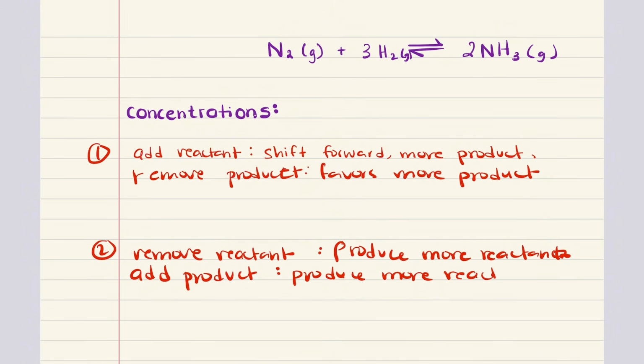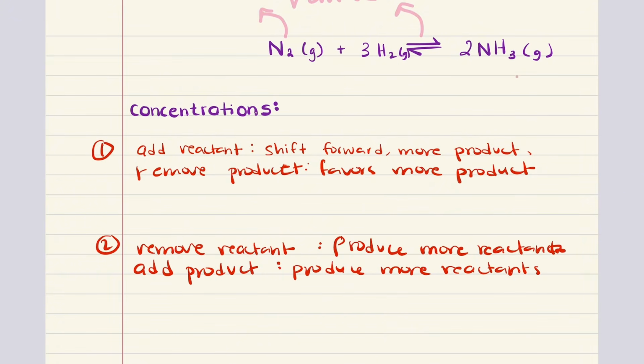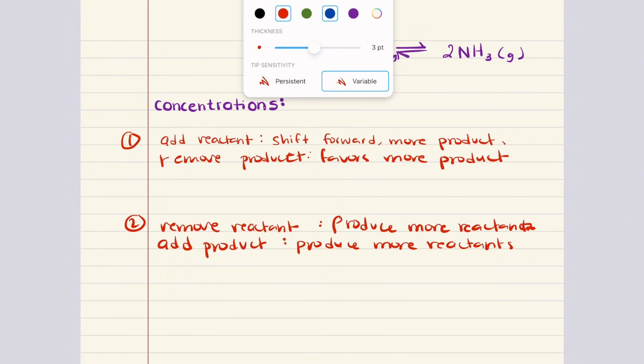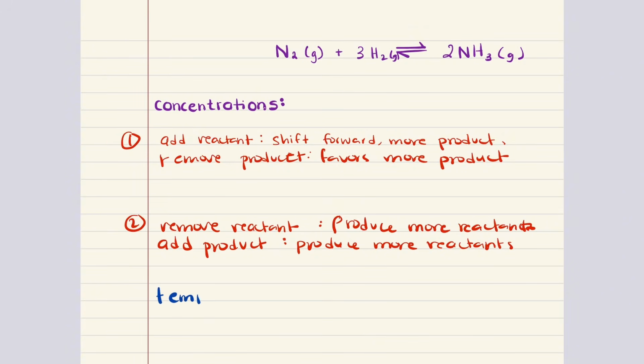So going back to our example, if we were to remove the reactants, the system will shift backward to regenerate those reactants and reestablish equilibrium. If we were to add extra ammonia, if we were to add extra product, the system will also again shift backward, this time to consume the excess ammonia and form reactants, which will help reestablish equilibrium. So the direction of the shift is always the system's attempt to undo whatever concentration change was applied.